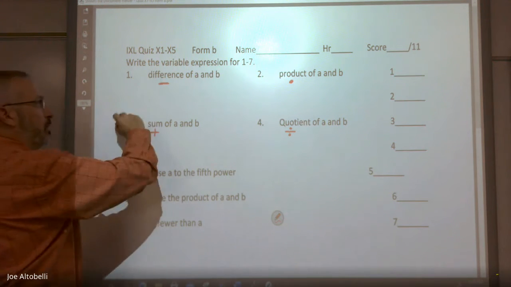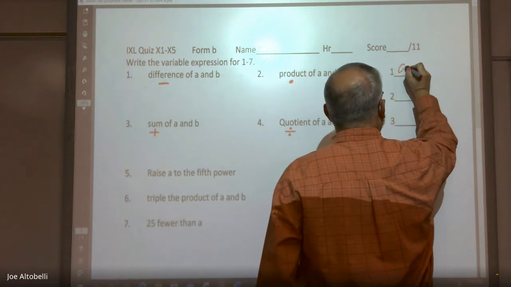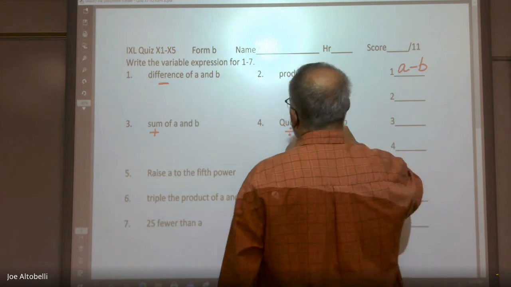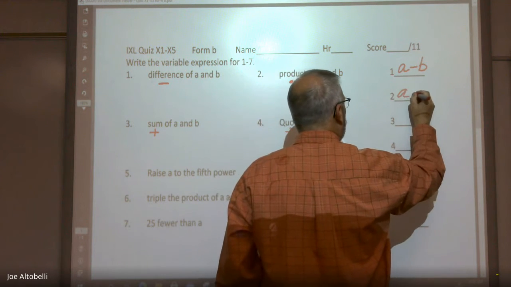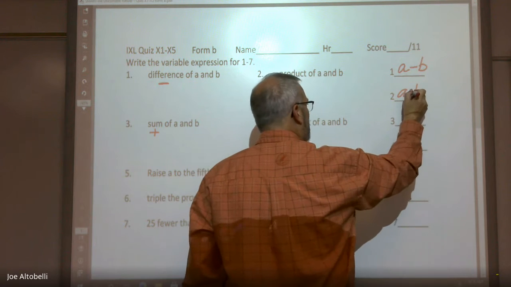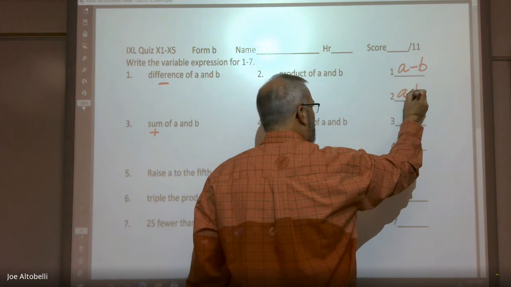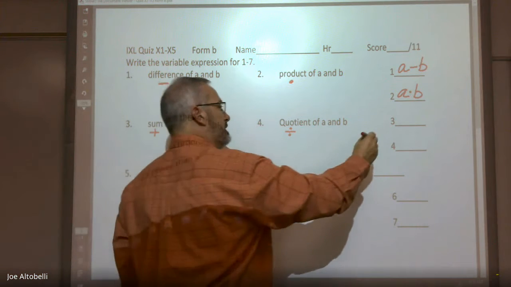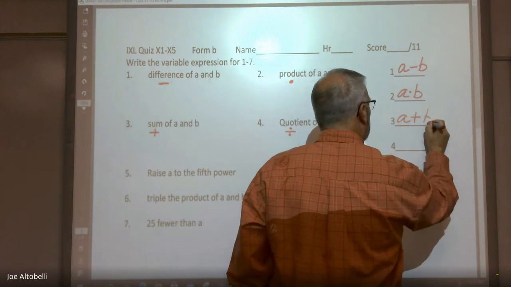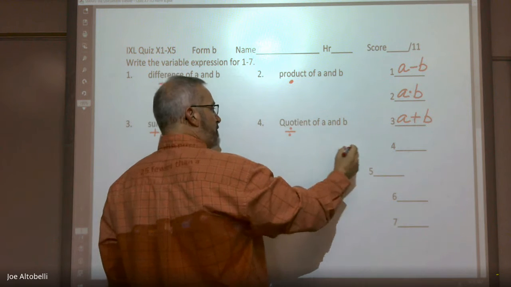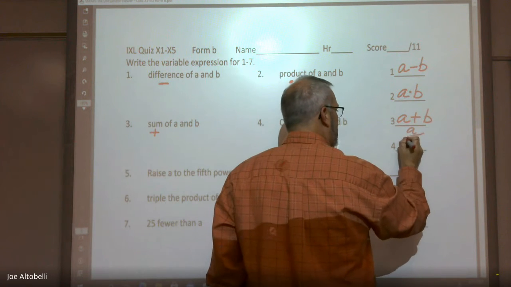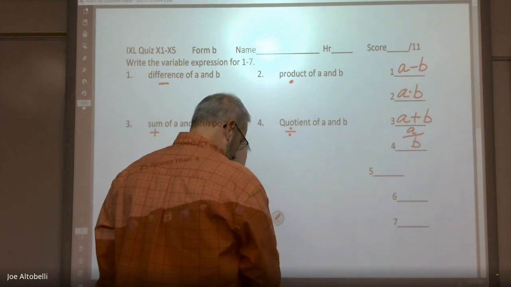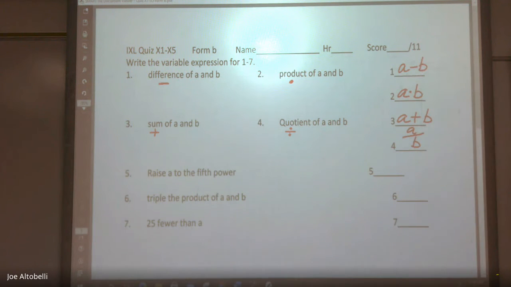So when I write number 1 out, it's going to be A minus B. 2 is going to be A times B. You can use parentheses, you can use the dot, or you can just write AB. Any of those I will take. The sum of A and B is A plus B, and the quotient is going to be A divided by B. In those orders. Okay, questions?